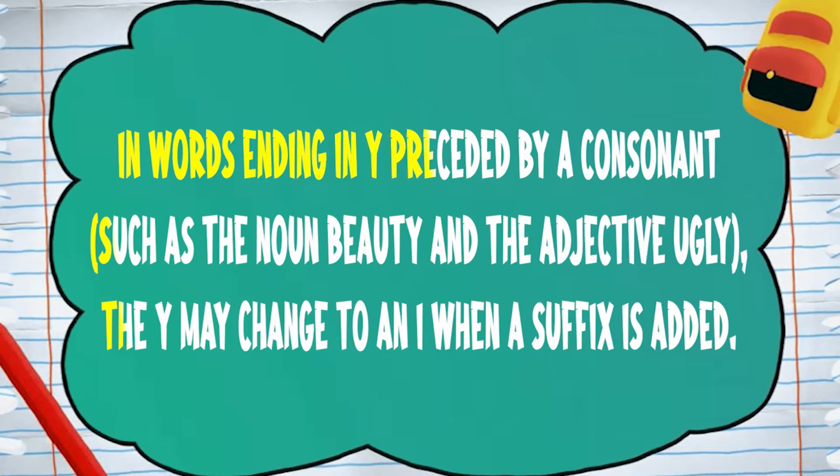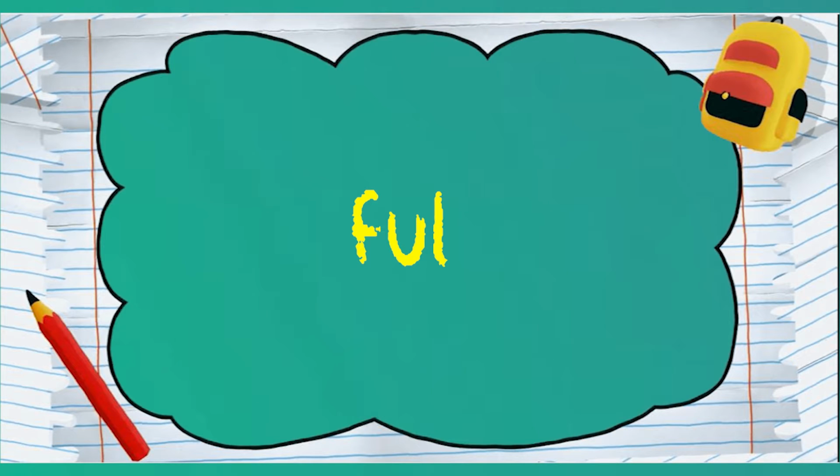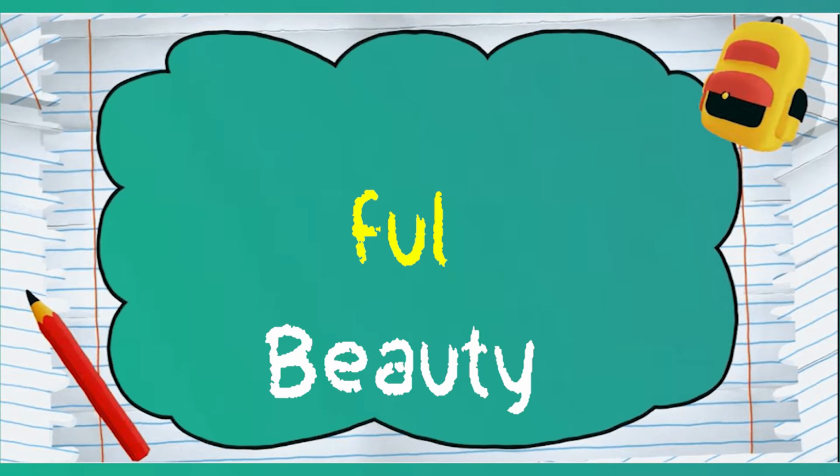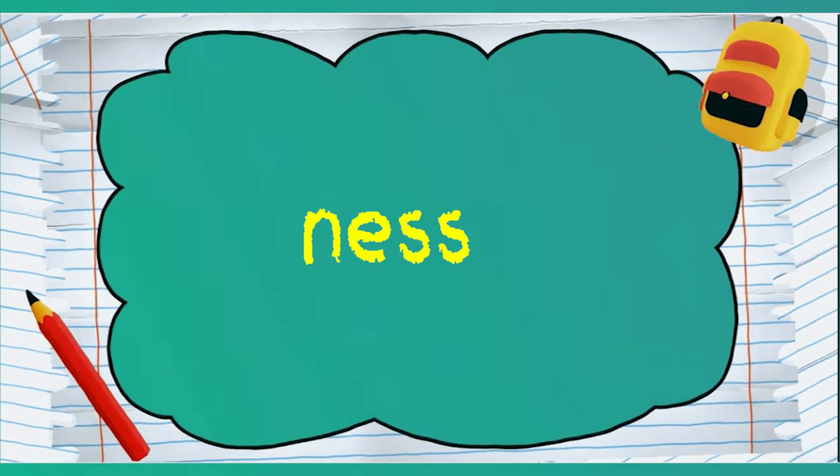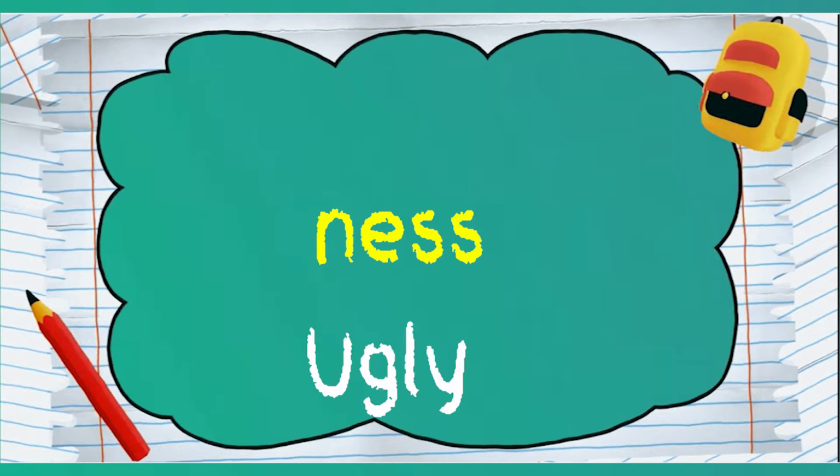For example, in words ending in y that are preceded by a consonant, such as the word beauty or ugly, the y may change to an i when a suffix is added. So, if we want to add the suffix ful to beauty, we must change the y to i before adding ful. Or, if we want to add the suffix ness to ugly, we must change the y to i before adding that suffix.